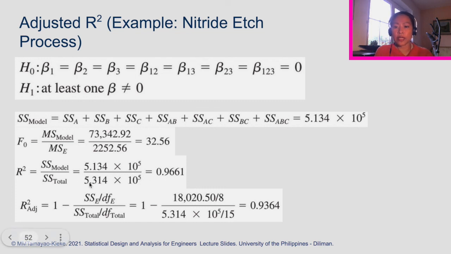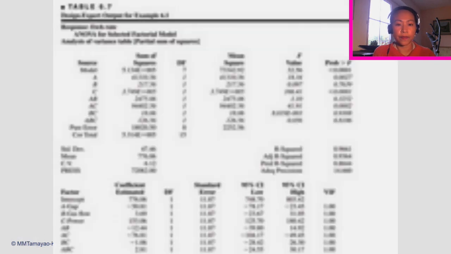Now, we need to look at the adjusted R squared because the ordinary R squared always increases as more factors are included, even if these factors are not significant. The adjusted R squared can decrease if more non-significant factors are added to the model. So, the adjusted R squared is just equal to 1 minus the sum of squares of the error divided by the degrees of freedom of the error, all over the sum of squares of the total divided by the degrees of freedom total. So for our example, this would be equal to 0.9364. So it's not very different from the R squared.